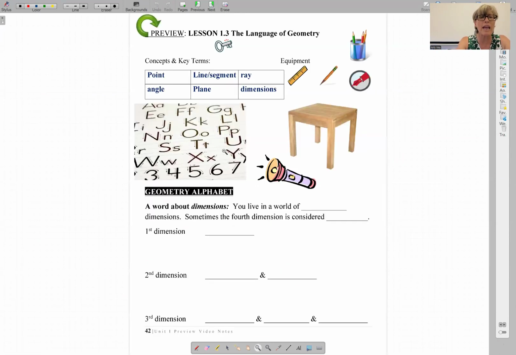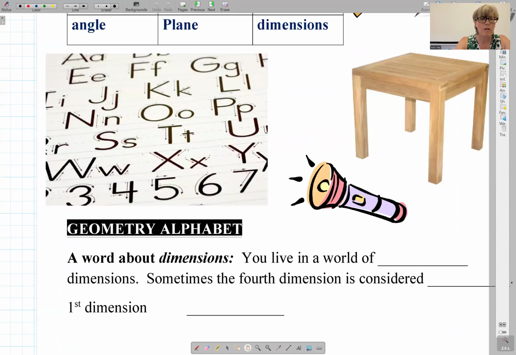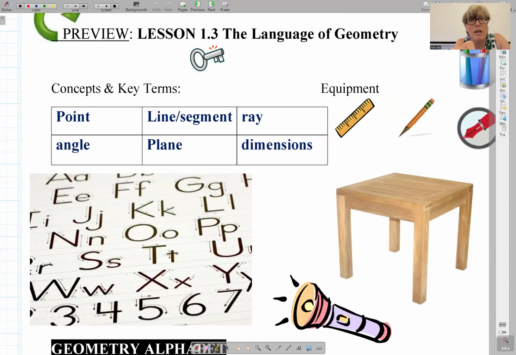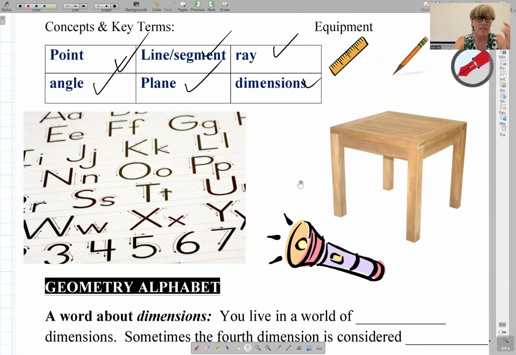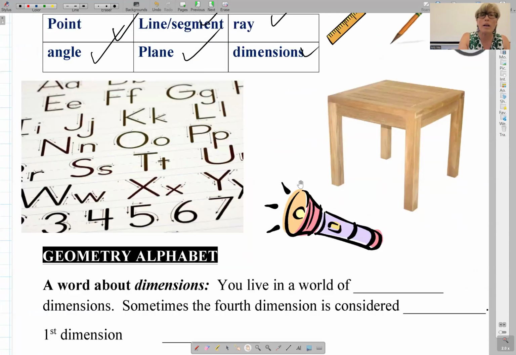Key terms today: point, line, ray, angle, plane, something called dimensions. As you know, the English language has 26 letters. Geometry only has 5, and they're all visible right here. We're going to draw it right on here. Here's your quick recap of 5 of the geometry letters.